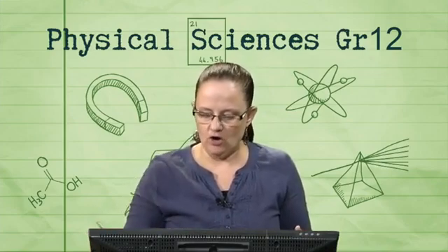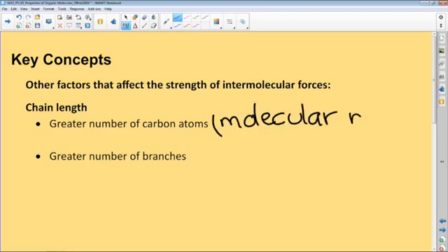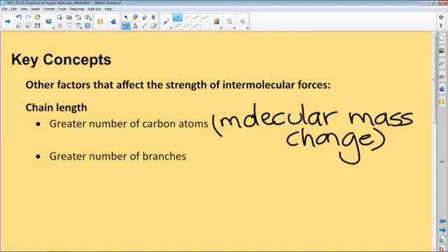And they are things like chain length. By chain length, grade 12, there are two ways we can change it. By changing the number of carbon atoms, which then means that the molecular mass changes, okay? So that could mean that I'm going from butane, comparing it to ethane, or I've got octane, comparing it to methane, but I've got the same sort of chain. It's just one long chain, but I'm changing the molecular mass, okay?